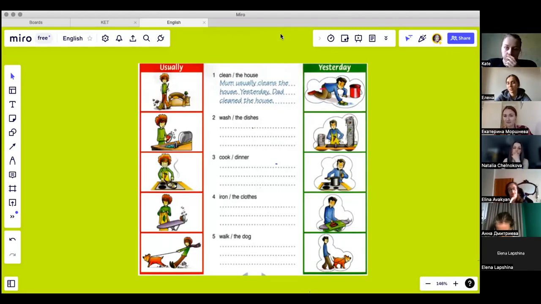And also you can divide them into 2 groups. Yes, it can be a competition again. So the first group makes sentences in present simple, another in past simple. So you show them the picture, they say. Yeah, it will be more interesting.